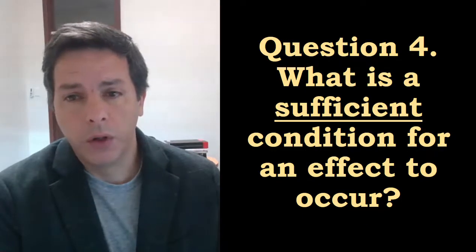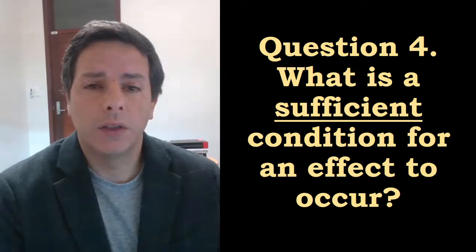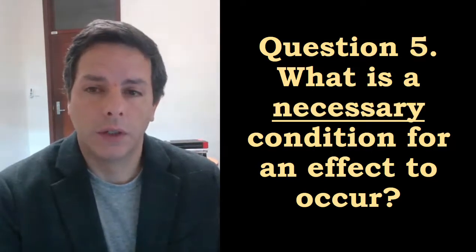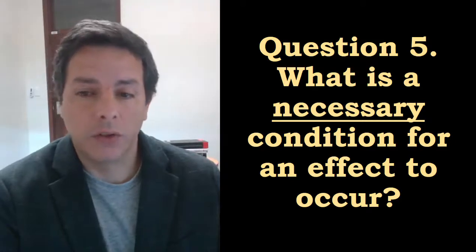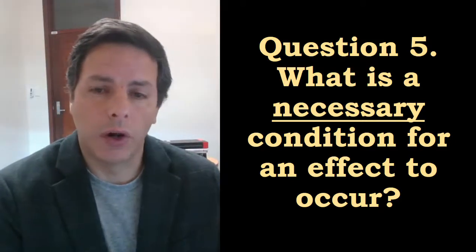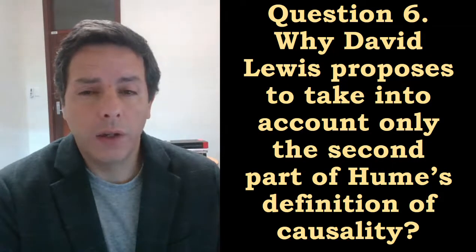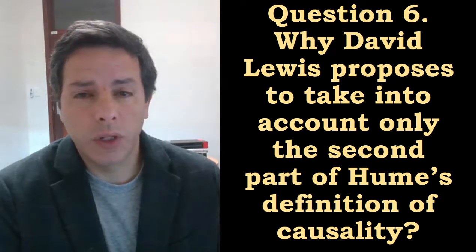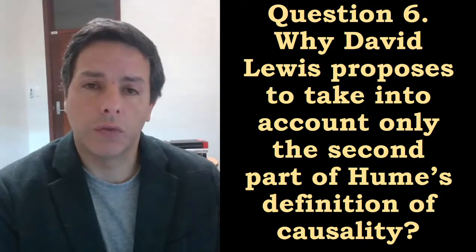Question 4. What is a sufficient condition for an effect to occur? Question 5. What is a necessary condition for an effect to occur? Question 6. Why does David Lewis propose to take into account only the second part of Hume's definition of causality?